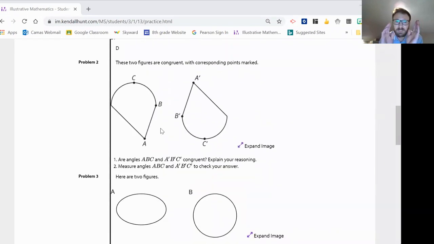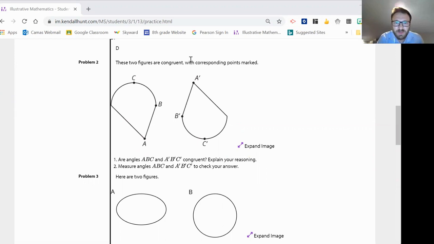Now, you have these two figures that are congruent. I'm telling you that. The problem says, hey, these are congruent. They're the same. So therefore, when it asks me, hey, are angles ABC and A prime, B prime, C prime congruent? Yeah, they are. Because they're corresponding points on already congruent shapes. Therefore, that angle will be congruent because they're congruent. That's like the whole definition of being congruent. So it's totally going to be congruent. They're the exact same shape, just turned.